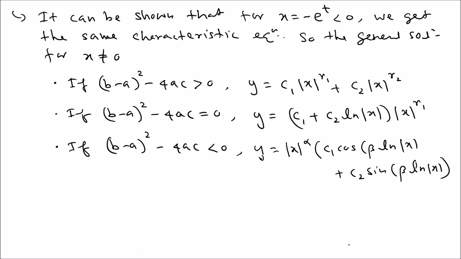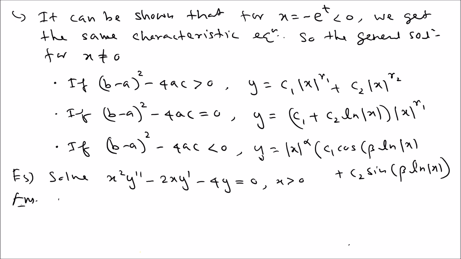So let's just solve one problem to see how it works. Say solve x squared y double prime minus 2x y prime minus 4y equals 0 for positive x. So the answer, the characteristic equation is, in this case a equals 1, b equals negative 2, c equals negative 4.